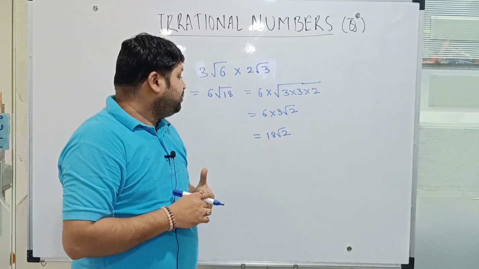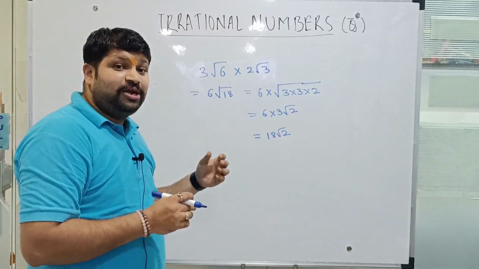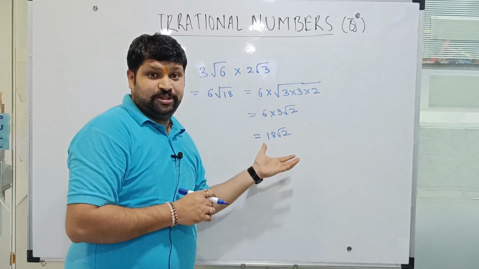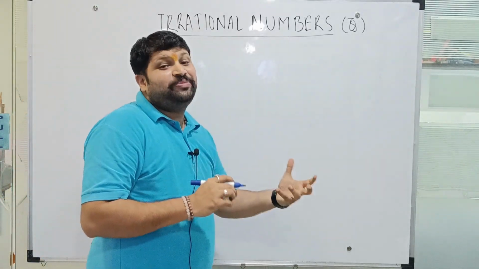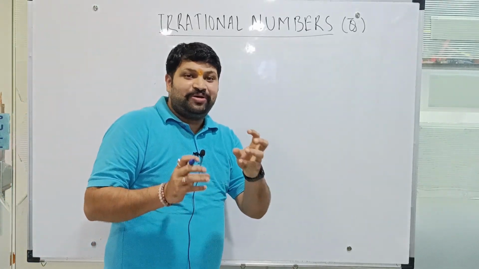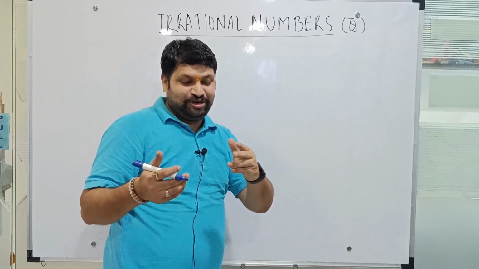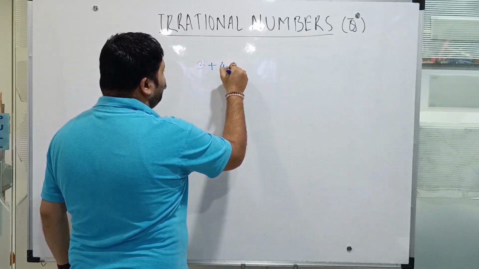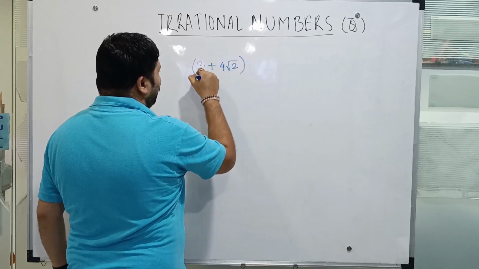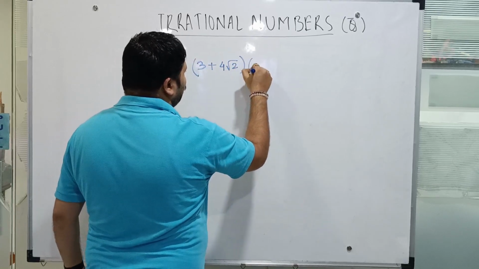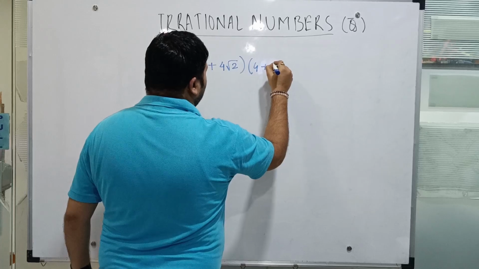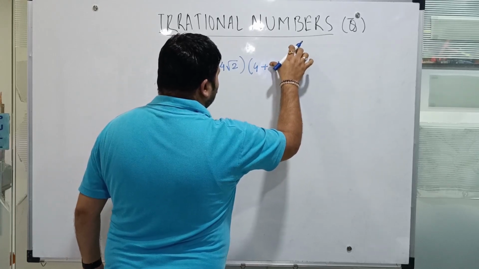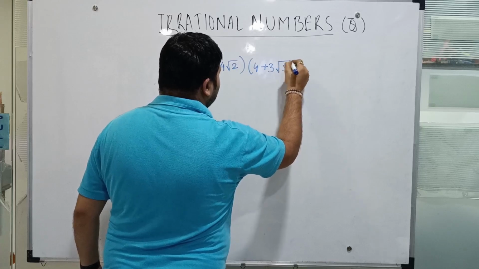Now let us go ahead and see what happens if it has an addition sign in it. So now we will be discussing an irrational number which has a rational part as well, which is added to it. So say let us have 3 plus 4 root 2 and I multiply it by 4 plus 3 root 3 here.